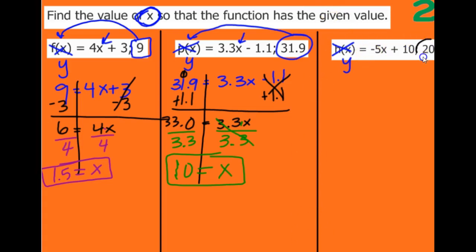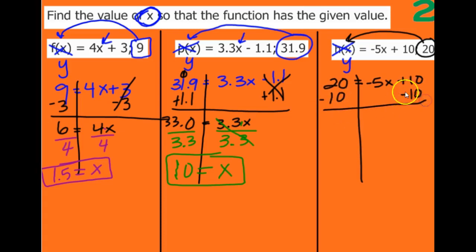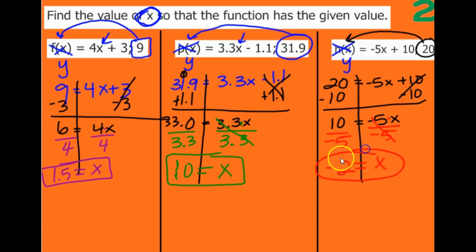And last one, plugging in a 20 here for y. So 20 equals negative 5x plus 10. Solve this for x, get rid of your addition or subtraction, subtract 10. So 20 minus 10 is 10. And we have negative 5x left over. And last, the opposite of multiplying is divide. Divide by negative 5. And we get x equals negative 2.